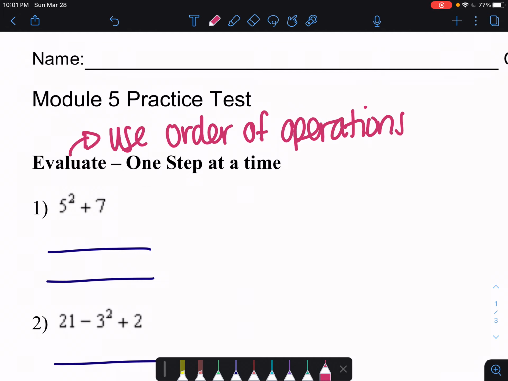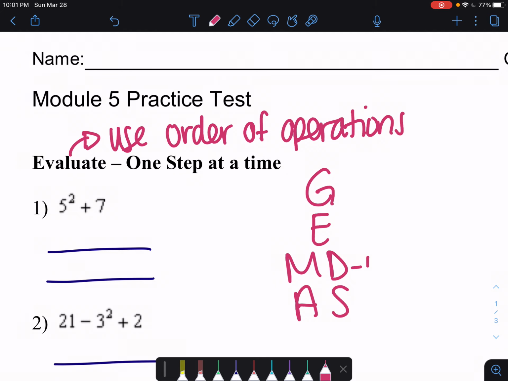Okay, to give an answer, remember that order of operations is GE, MD, AS. So we're going to start with our grouping symbols. Are there any exponents? Multiply and divide from left to right. And then adding and subtracting from left to right.